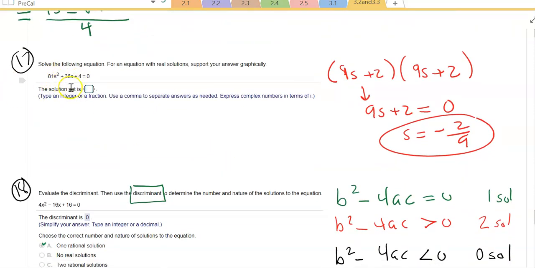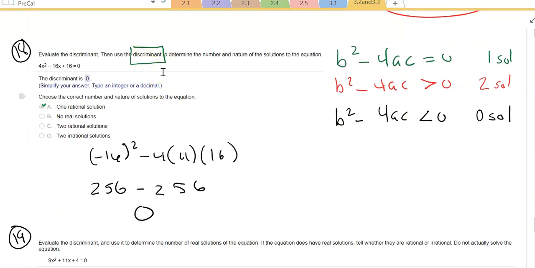Here we got a very special situation. When we factor that, we have a perfect square. 81s squared is 9s, and we have a perfect square here of 4, and the square root of that is 2. So I just have to set one of those equal to 0, and I get s is equal to -2/9. We can see that we have multiplicity happening here, but we don't need to put that in more than once. One will do it.